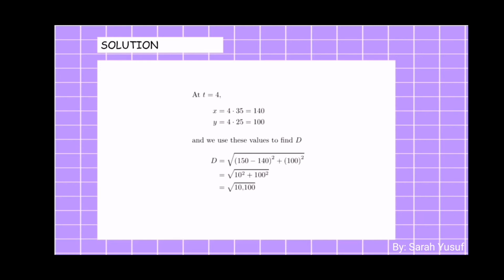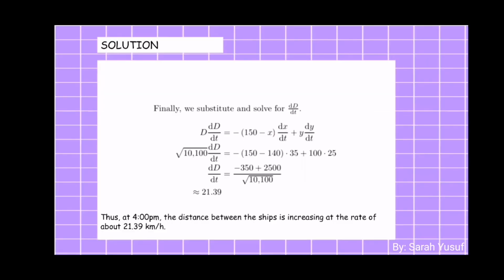To find the d, we need to substitute the value that we've gotten before to the original Pythagoras theorem formula to get square root 10,100. Finally, we substitute the value of d to solve for dd over dt in the formula that we had differentiated before. Thus, at 4 p.m., the distance between the ships is increasing at the rate of about 21.39 km per hour.